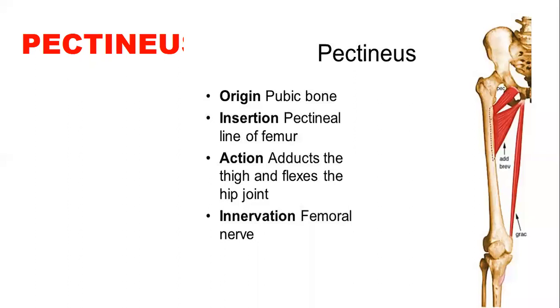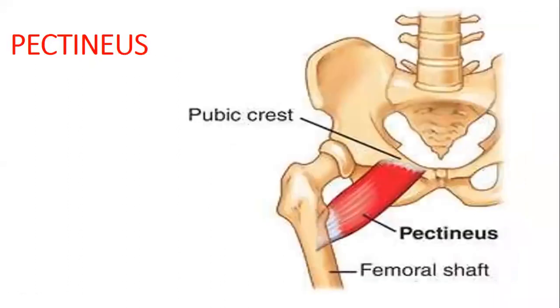As the actions are concerned, the actions are very simple, and this is just the adduction and the flexion, both occur at the hip joint. So adduction of the thigh and flexion of the thigh at the hip joint, and its nerve supply is just the femoral nerve, and the root value for the branch of the femoral nerve is just L2 and L3.